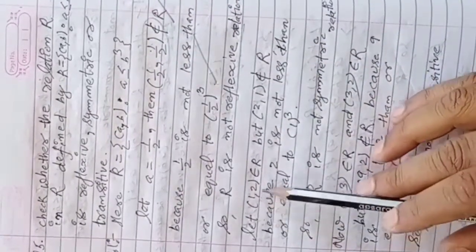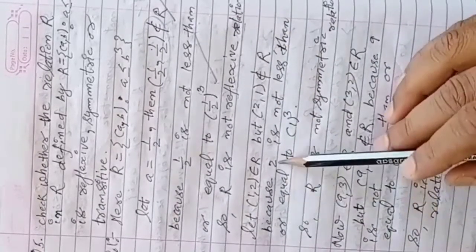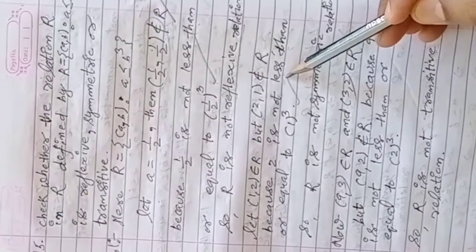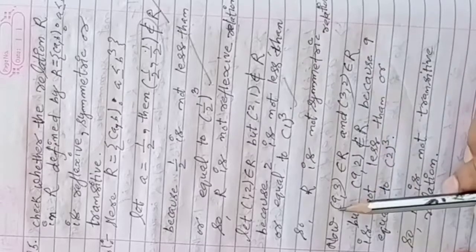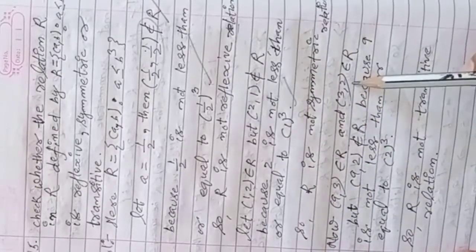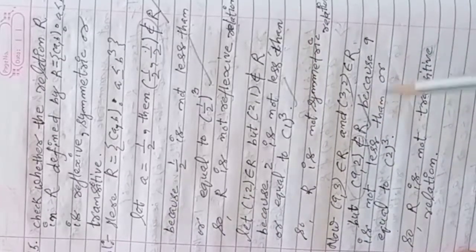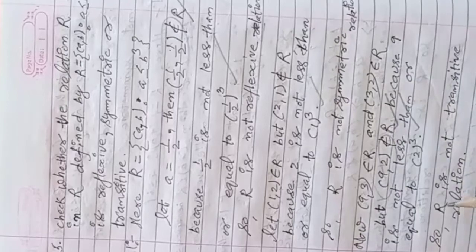Now (1/2,1) belongs to R but (1,1/2) does not belong to R because 1 is not less than or equal to (1/2) cube. So R is not a symmetric relation also. Now (9,3) belongs to R and (3,2) belongs to R, but (9,2) does not belong to R because 9 is not less than or equal to 2 to the power 3. So R is not a transitive relation.